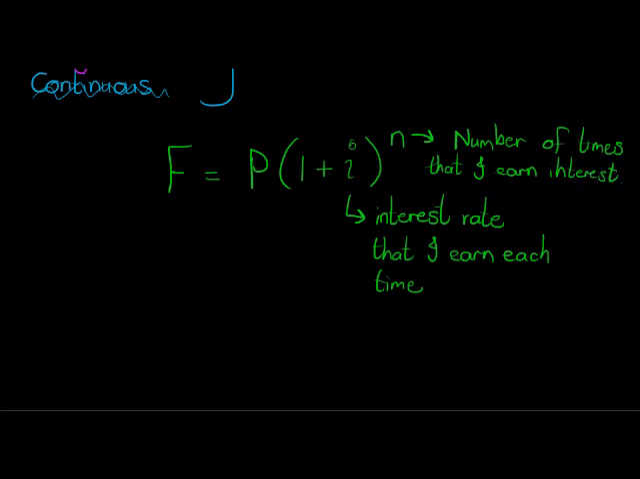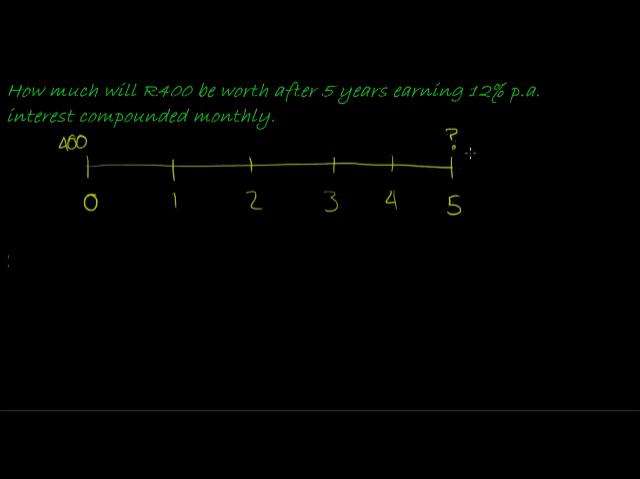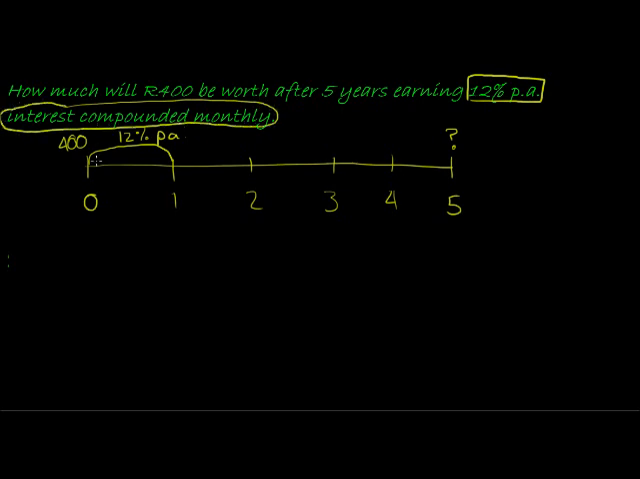Okay, so let's look at an example and I'll show you exactly. In this question, how much will 400 Rand be worth after 5 years earning 12% per annum interest compounded monthly? Okay, so it's best that we first draw ourselves a timeline. In our timeline, we're working with 5 years: 1, 2, 3, 4, 5 years. At time zero, we had 400 rand, and we want to know the value after 5 years.